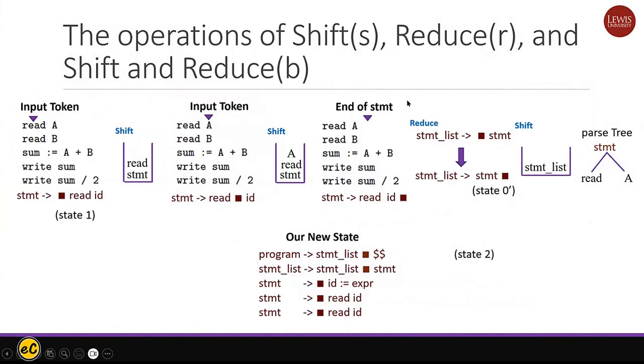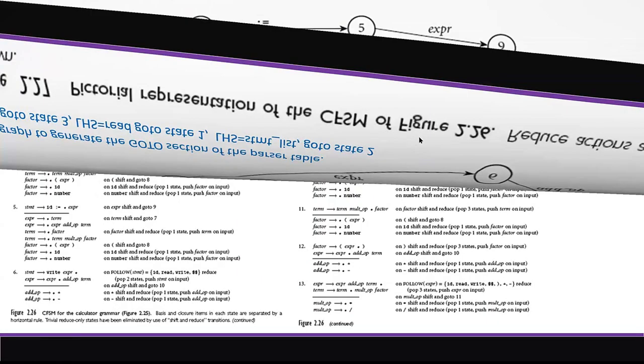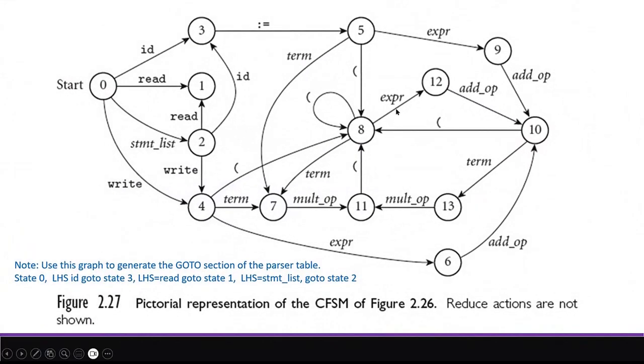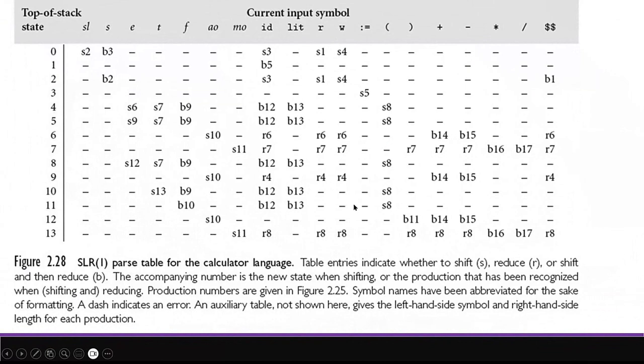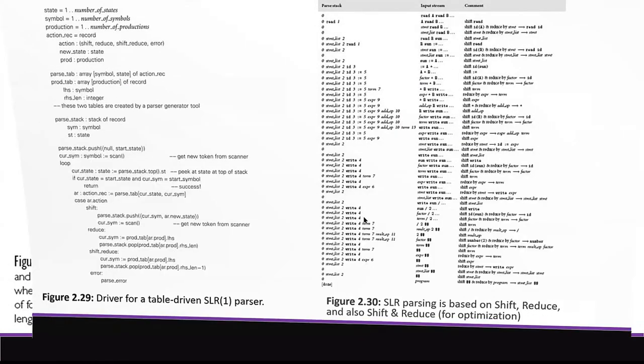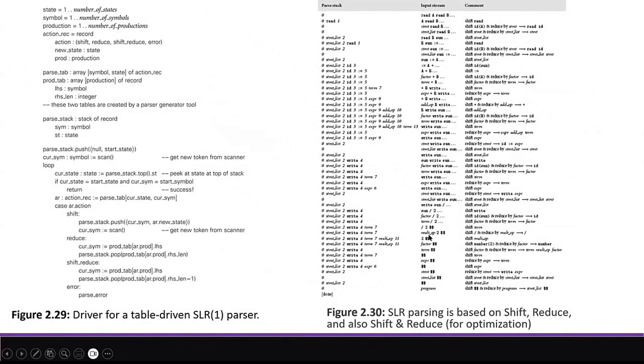Okay, here is a detailed tracing of some cases. And then here are the configuration states and characteristics, the finite state machine of a certain parser, and then the transition table, and then the parser design.